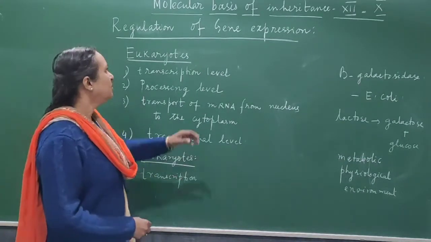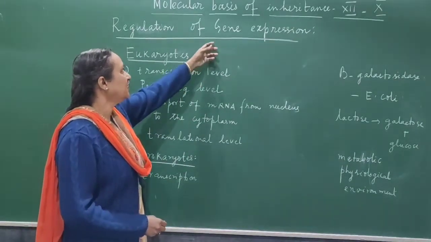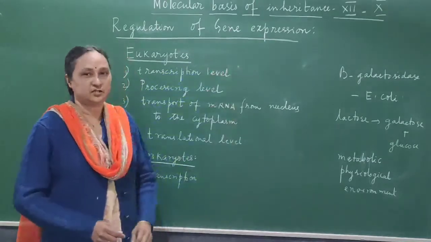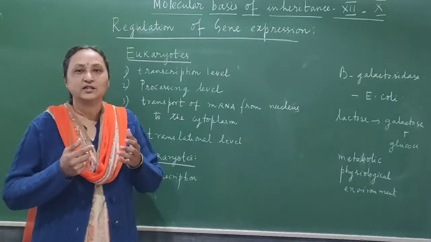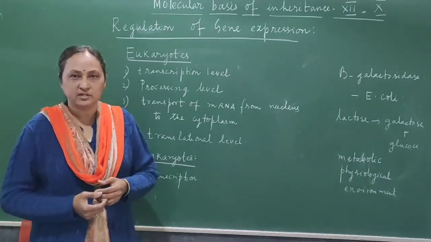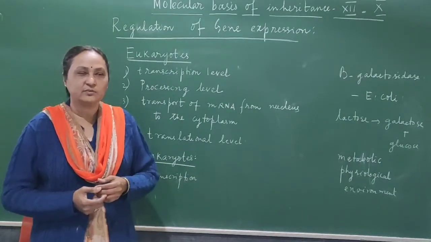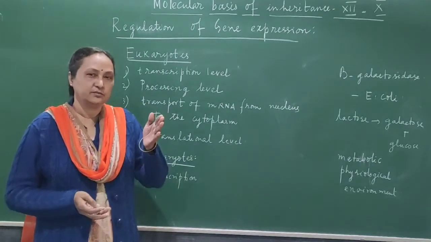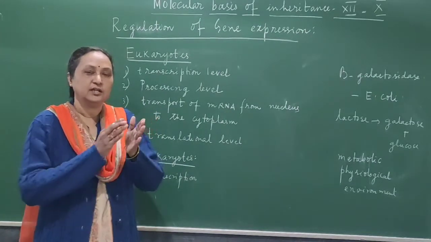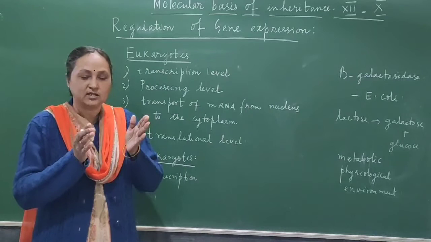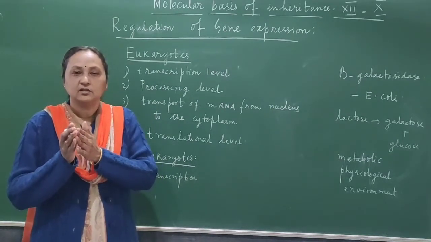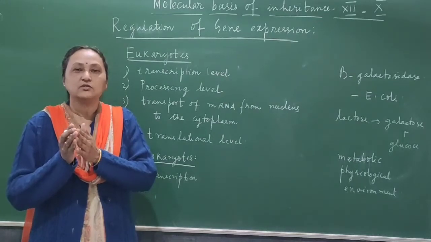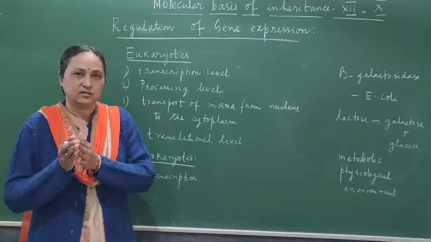Okay. Now what is the meaning of how a gene is expressed? Unless the gene is expressing itself, the character cannot be expressed. And how is the gene expressing? The gene, which is a part of the DNA, is making RNA, so that is called transcription. Then the RNA which is produced is called hnRNA.